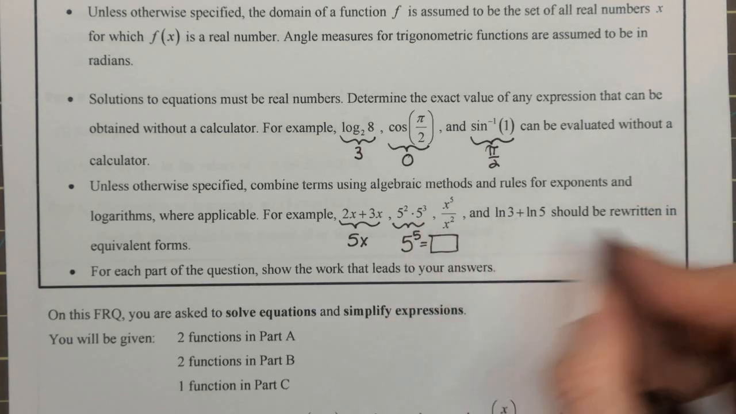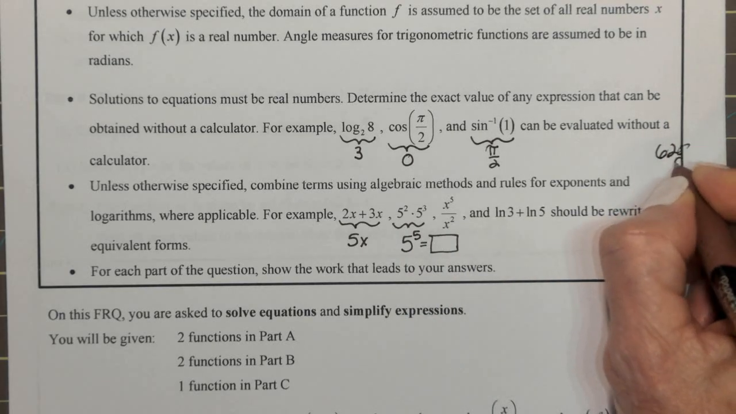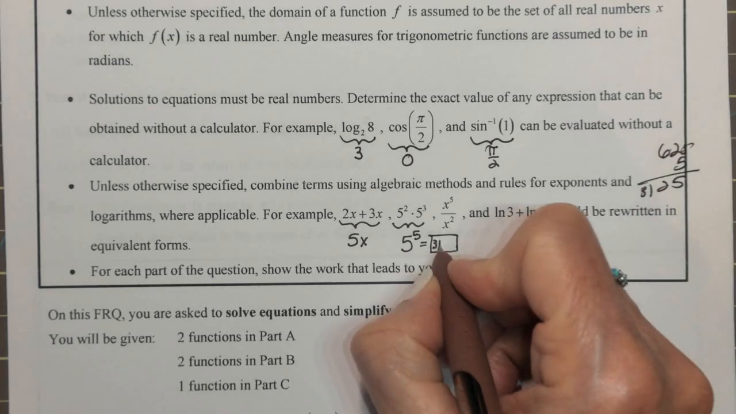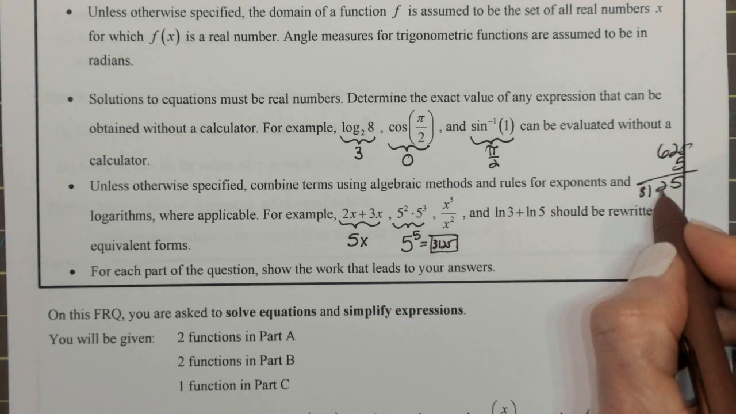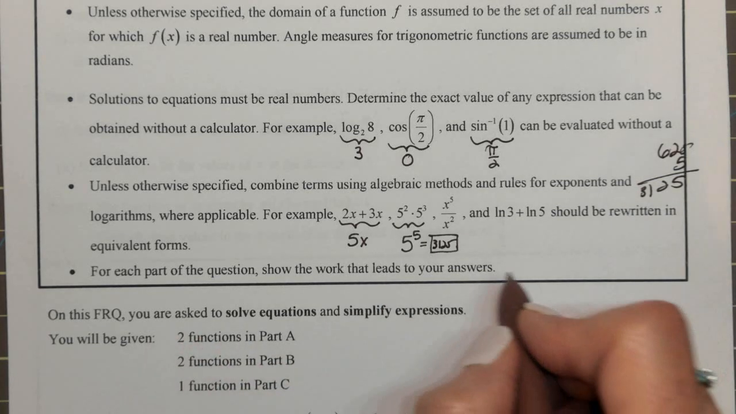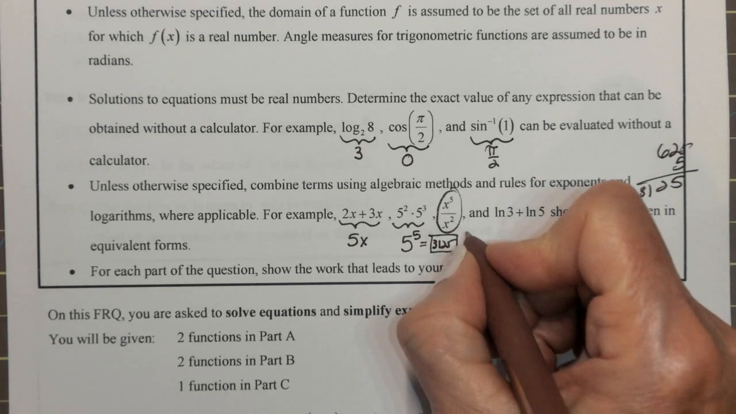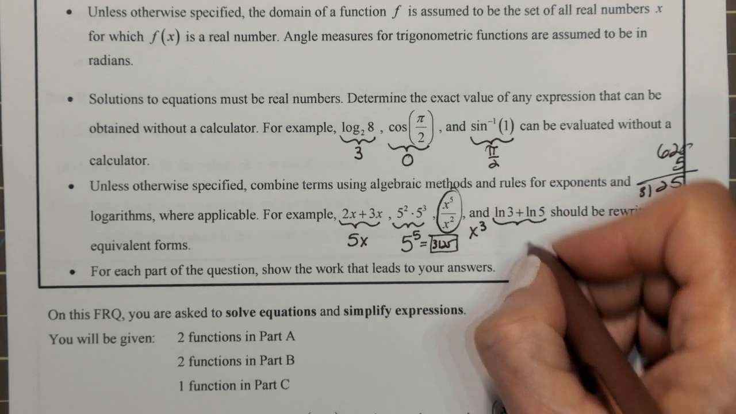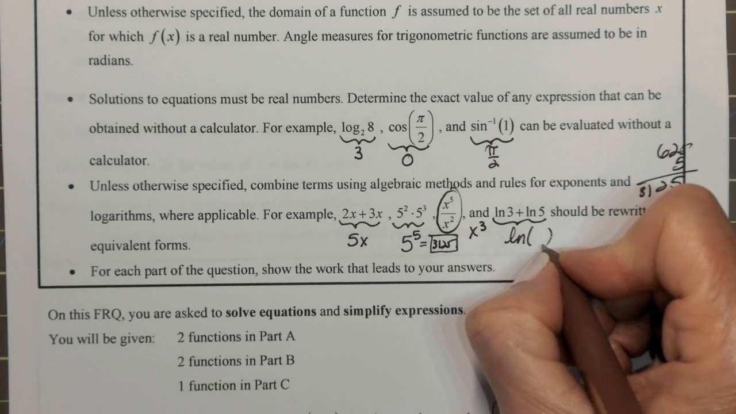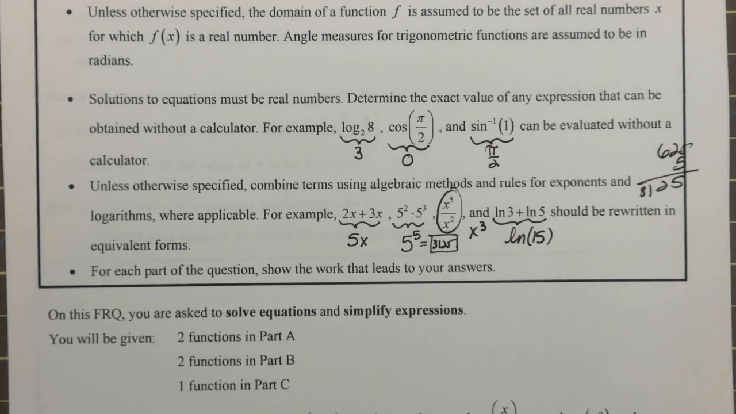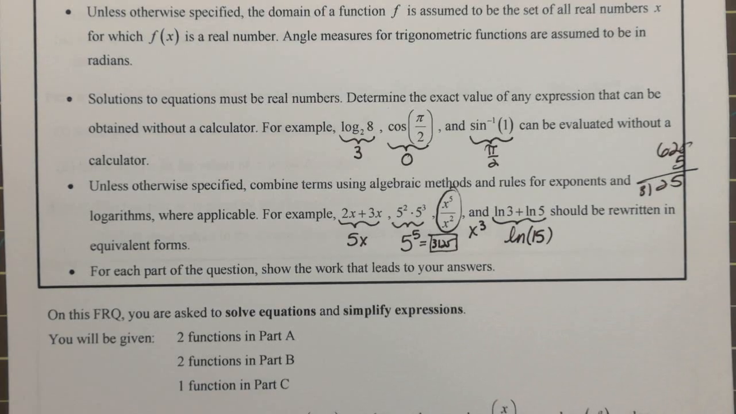That would be 625 times 5, 3125, I think, that's right. So anyway, you simplify it, okay? This would be x to the 3rd. This would be ln of 3 times 5. That would be ln of 15, okay? So you have to reduce, you have to combine on these, okay?